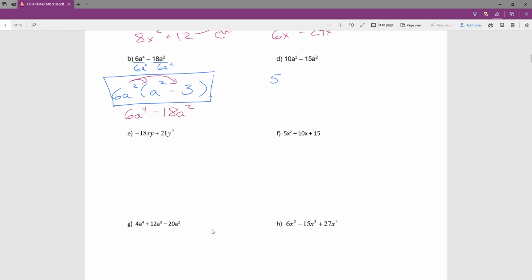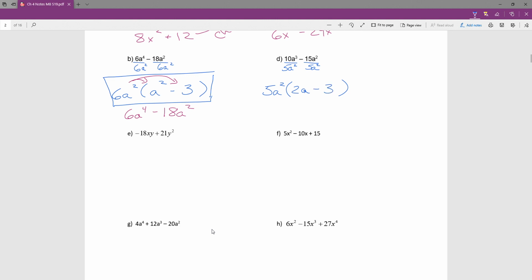I've got a 5 as my greatest common factor coefficient, and then I've got an a squared. So I've identified my greatest common factor. I'm going to throw down my brackets, and I'm going to fill those brackets up by what's left over when I divide that common factor out of each of my terms. And so D would have me left over with a 2a as my first term and a minus 3 as my second term.